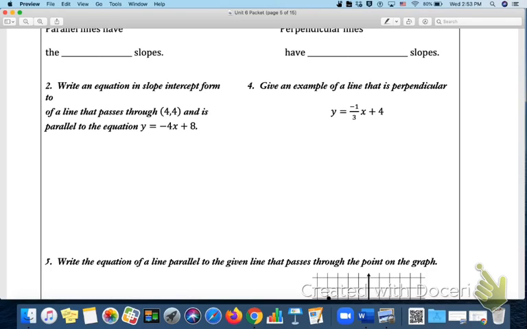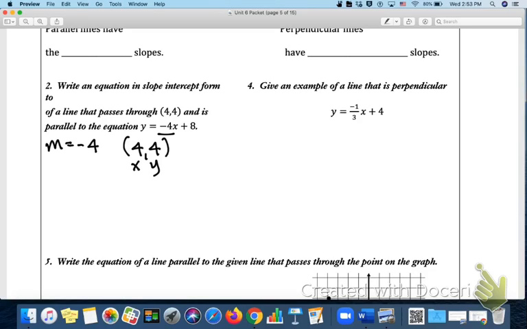Let's look at this next one. It says write an equation in slope-intercept form to pass through 4, 4, and then it would be parallel to y equals -4x plus 8. We need to know two things. We need a point, which we've been given, 4, 4, and we need the slope. Remember that if an equation is going to be parallel, the slope needs to be the same. So we're going to identify the slope from the given equation. The slope is going to have to be -4. The ordered pair is going to have to be 4, 4.